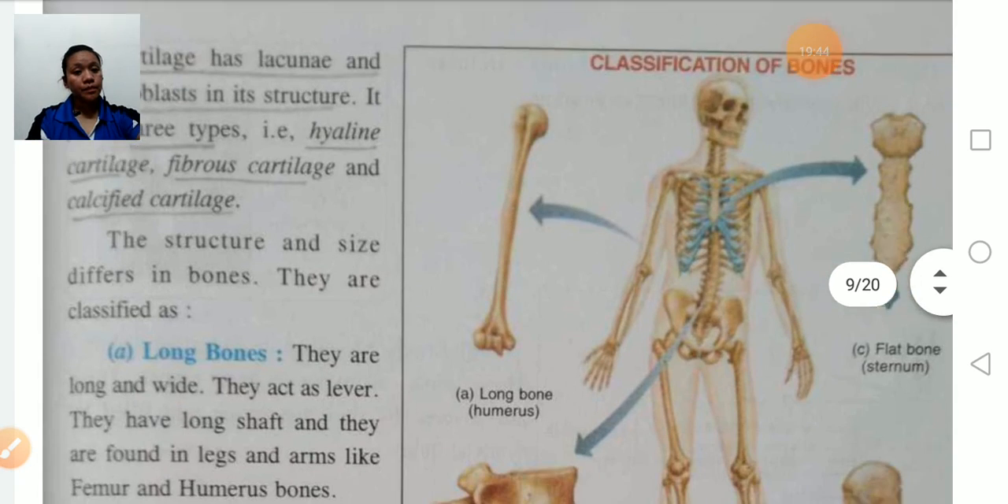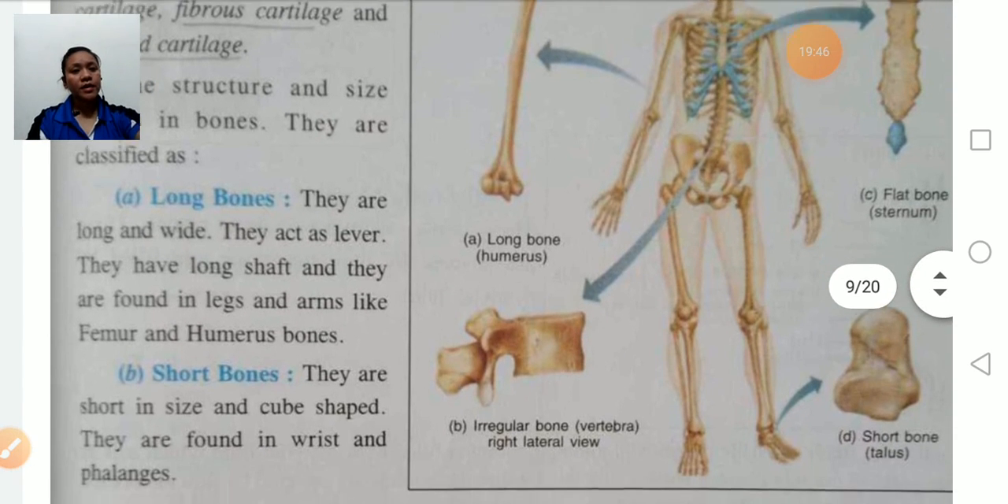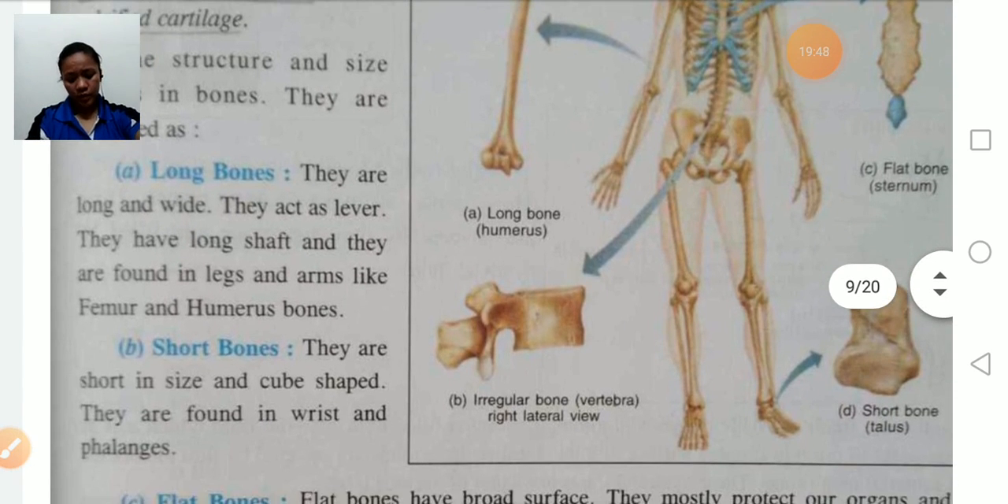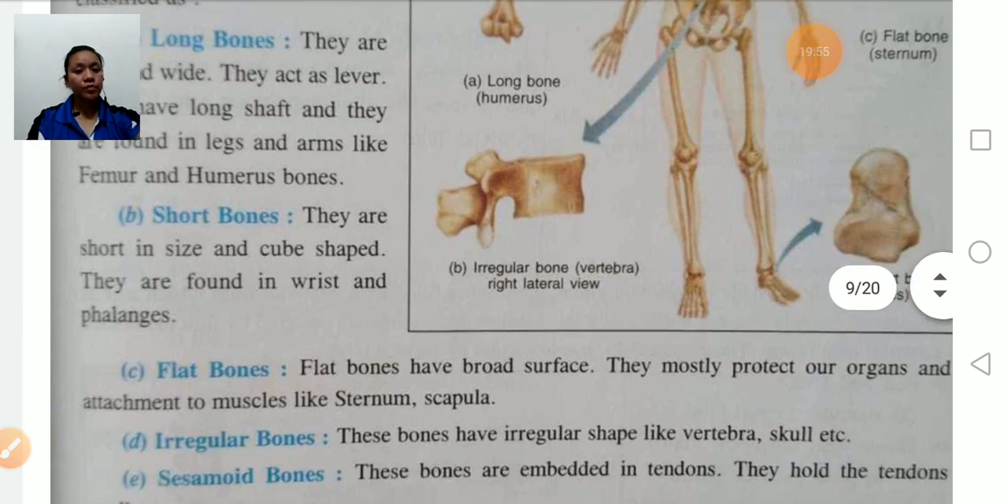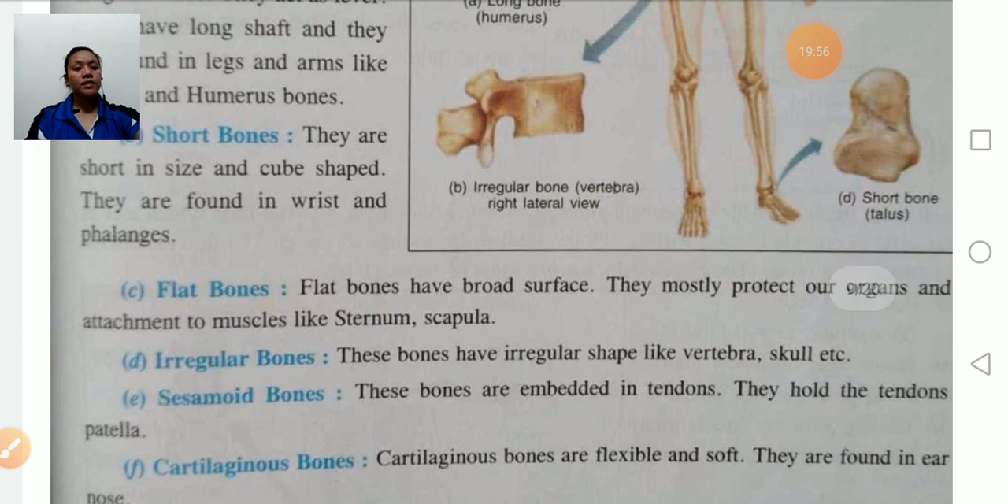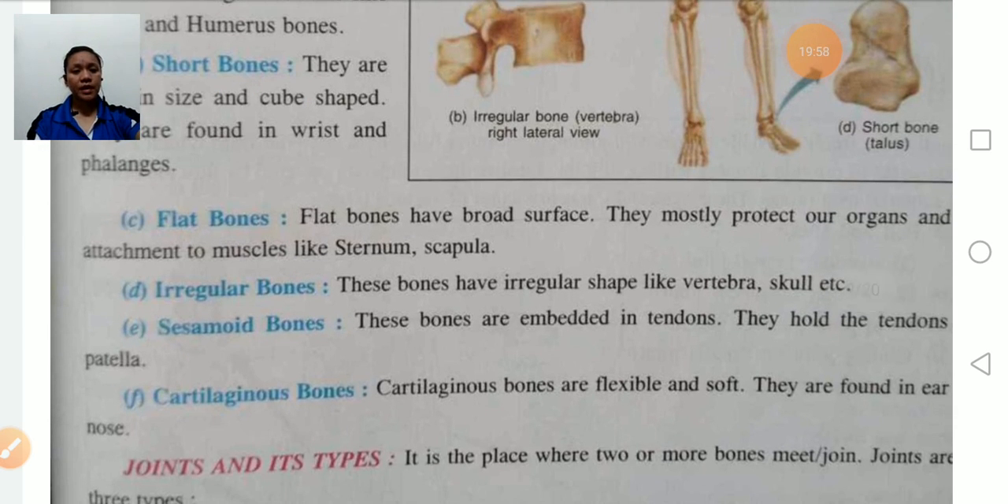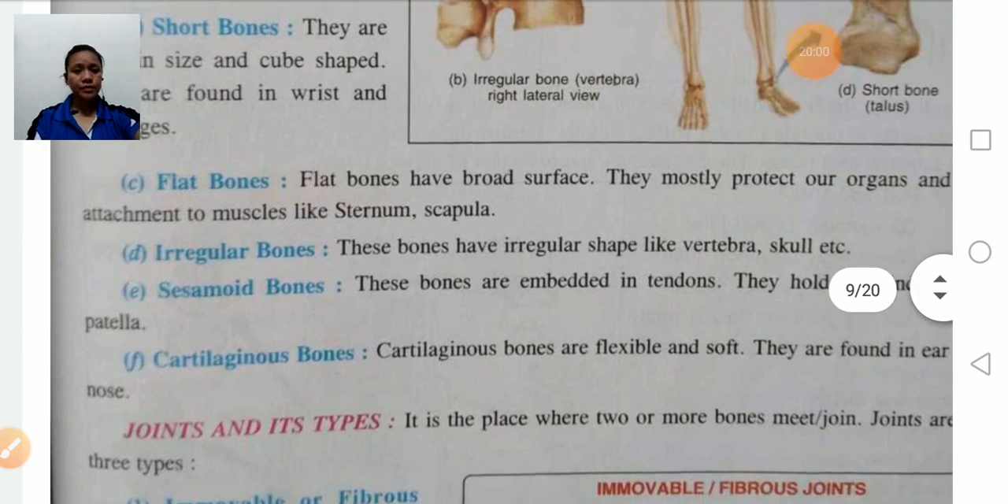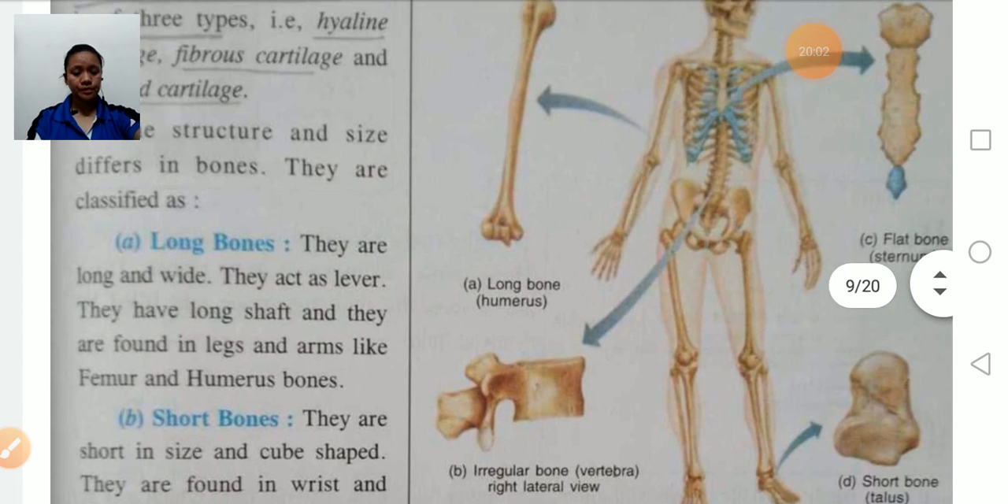Types of bone. There are various types of bones. There are six types of bone: long bone, short bone, flat bone, irregular bone, sesamoid bone, and cartilaginous bone. These are the types of bone.